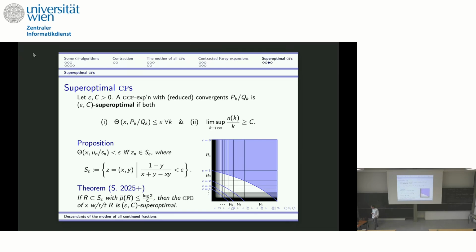So with these ideas, we find that if you fix some epsilon and c, let these be arbitrary positive numbers, take any measurable subregion R with positive interior, a subset of S sub epsilon, and make it small enough so that its mu bar measure is less than or equal to log 2 over c, then the contracted Farey expansion of x with respect to R is epsilon-c superoptimal. So for any epsilon, any c, we can get arbitrarily small approximation coefficients and arbitrarily fast convergence.